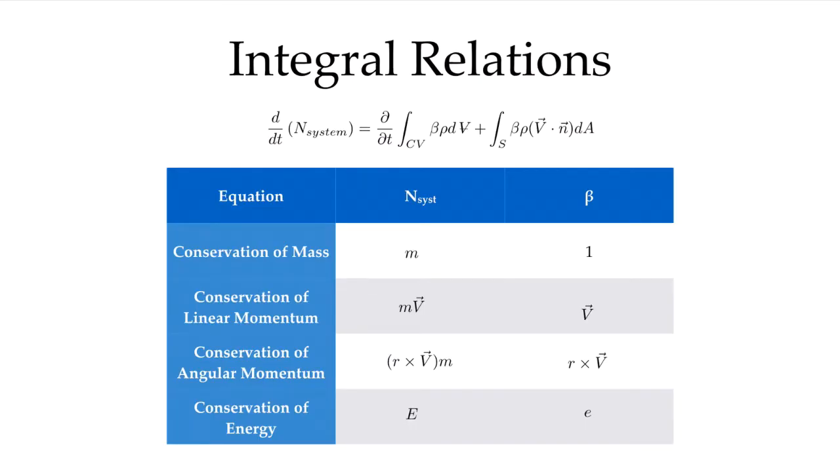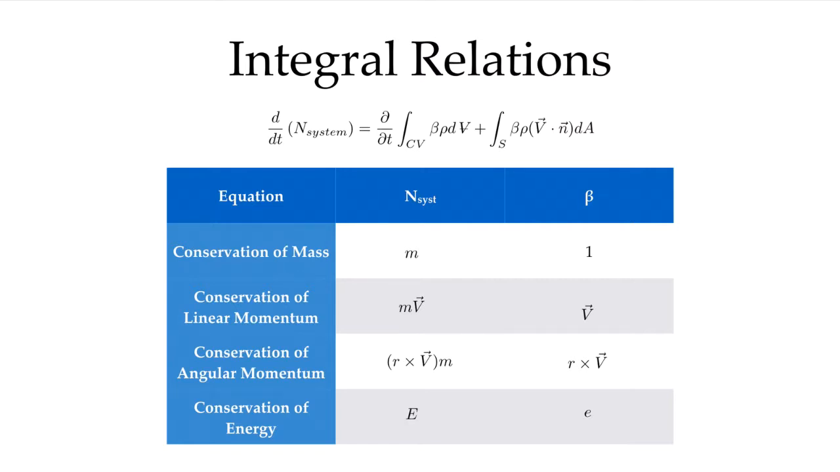So here we are with the Reynolds transport equation up top, and notice that the N system that appears in the Reynolds transport equation is summarized here for each of these equations. For conservation of mass, that N system is mass. For momentum, it's mass times the velocity. For angular momentum, it's r cross v times the mass. And for energy, it's the capital E for the energy.